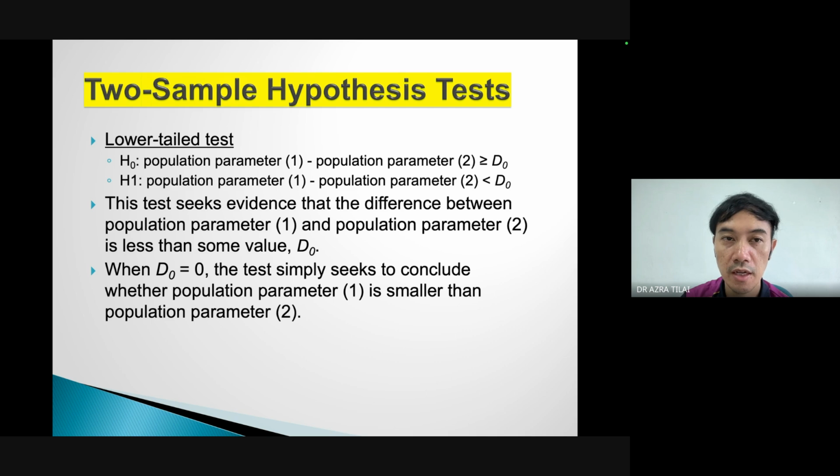So you can see a lower tail test, remember, you look at this alternative hypothesis arrow.